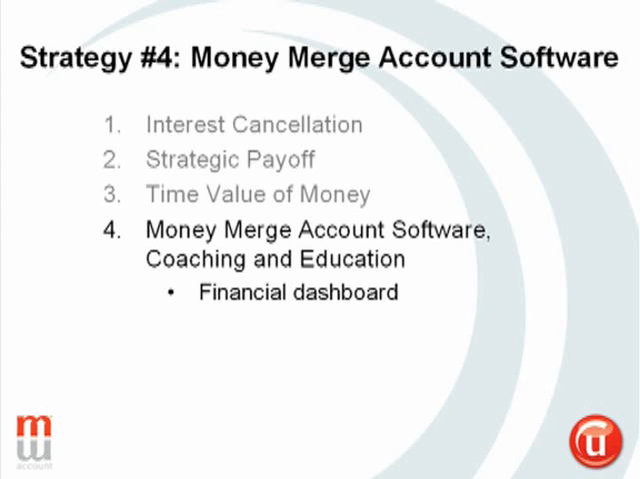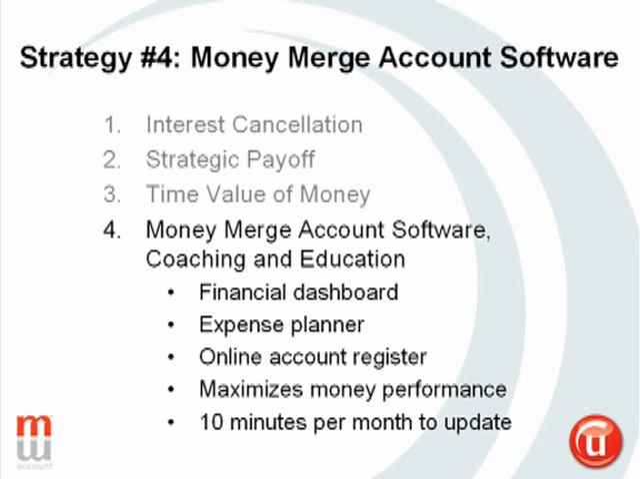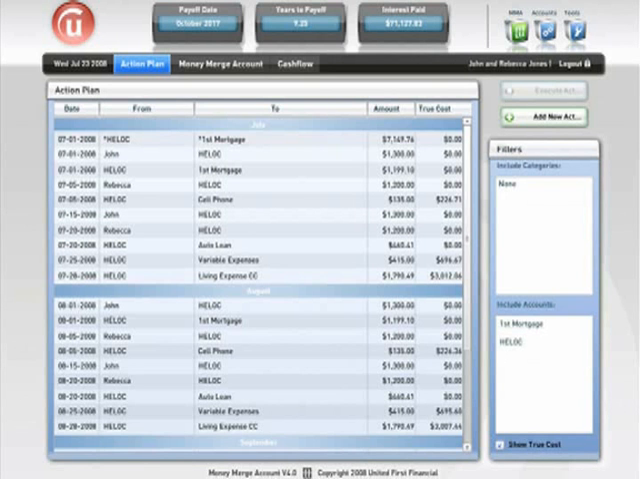It acts as a financial dashboard. It can be used as an expense planner, serves as an online account register, maximizes one's money performance, and only takes about 10 minutes a month to update. This is the Money Merge account action plan. This would be the default page, or where all things start. This is things to be done. This is an outlay of an individual's financial picture as they move through a month.